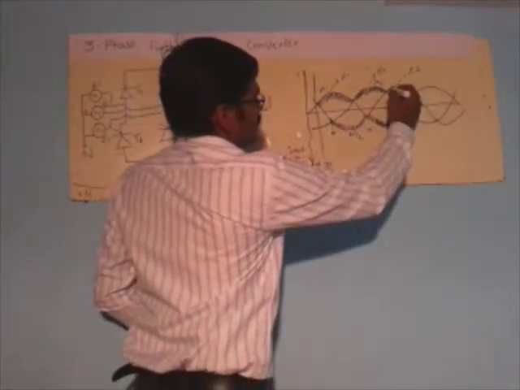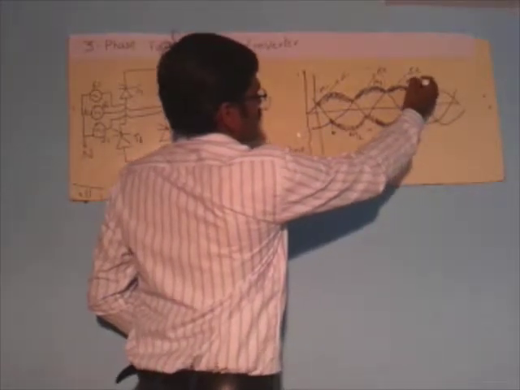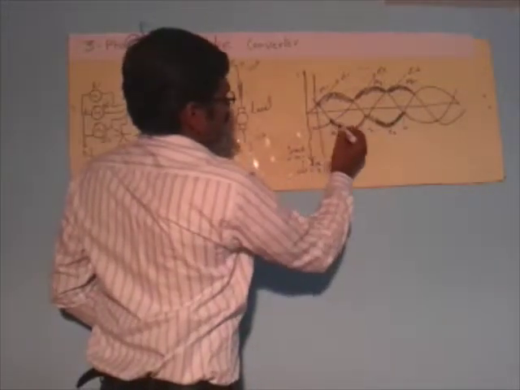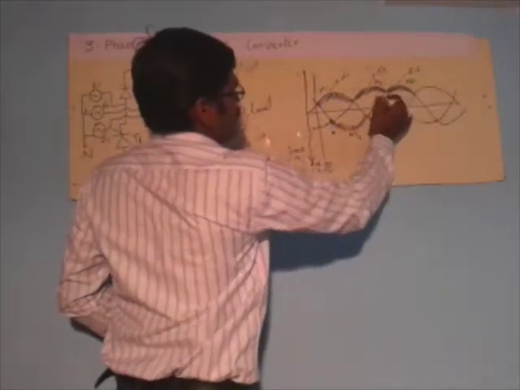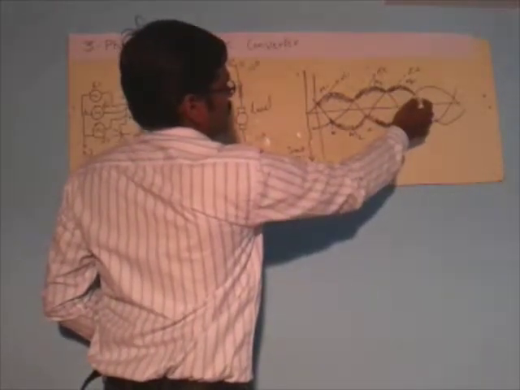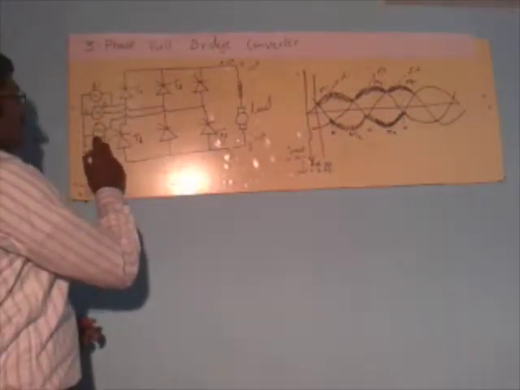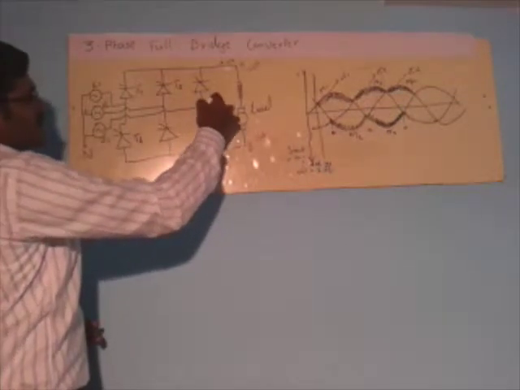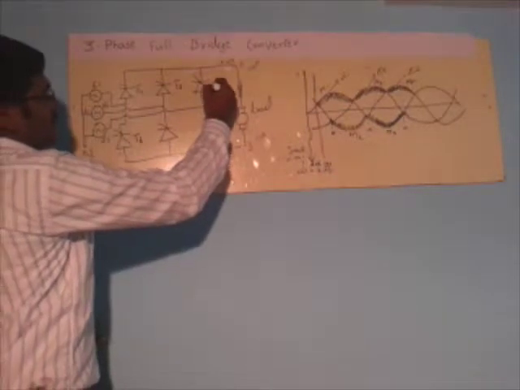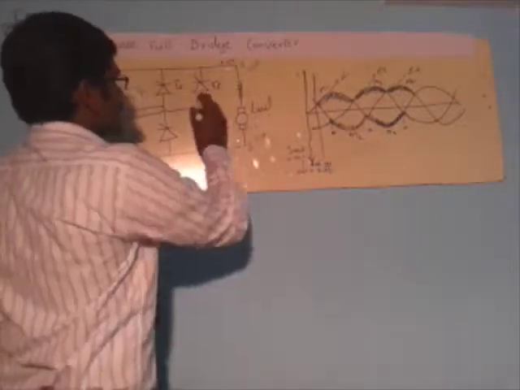Next, mode 5 operation. During this period, you can see here this is a waveform from source E3. E3 is positive. E3 will go to this point. E3 positive means thyristor T5 will be forward biased and it will conduct.